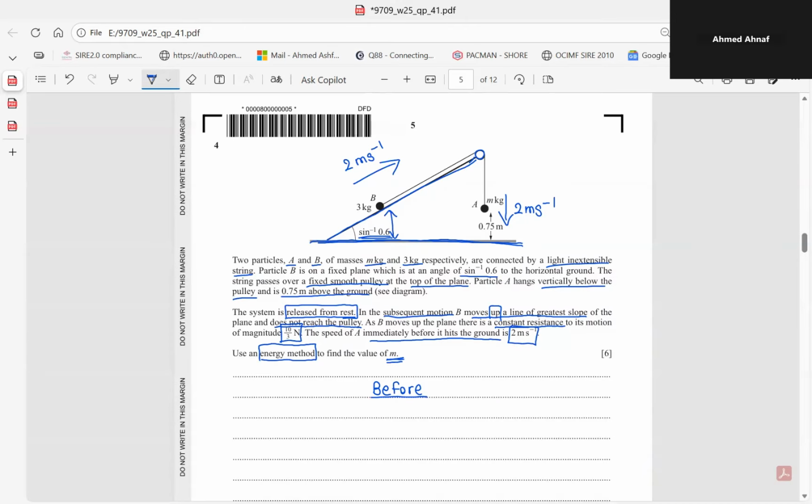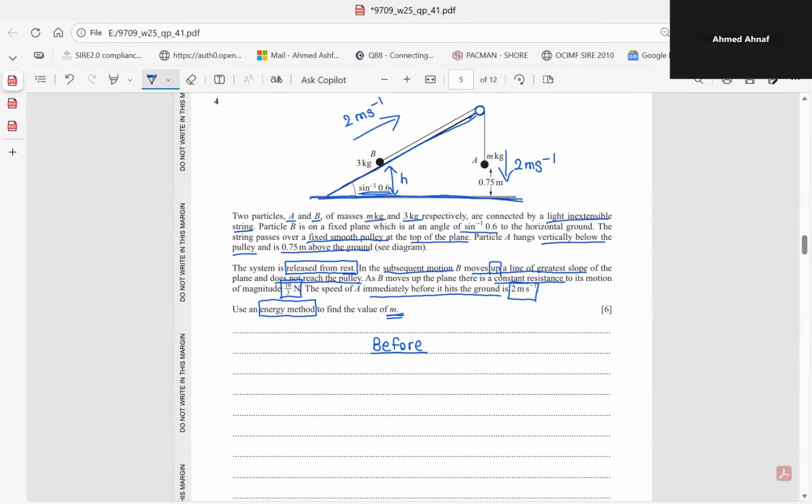So the only energy that is truly there is the GPE of the two particles, B and A. For B, it's a bit challenging since they didn't give us the height, but it's okay, we'll just say that it's at a height H. They didn't really say whether they're at the same horizontal level, and we can't assume that.